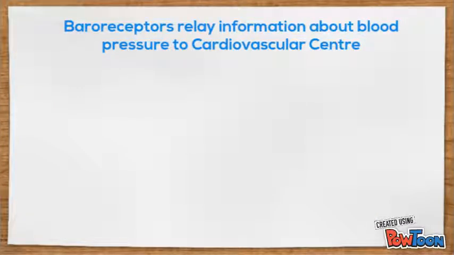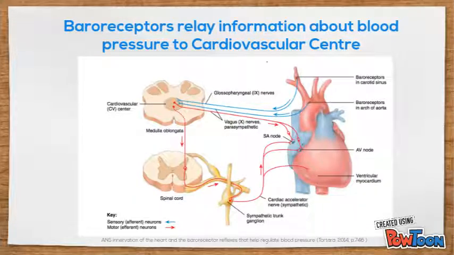Baroreceptors are pressure receptors located in the arch of the aorta and carotid arteries. They relay information about the blood pressure to the cardiovascular center in the medulla oblongata along the vagus nerve. If blood pressure becomes too high or low, negative feedback systems come into effect and the cardiovascular center sends nerve impulses along to the nodes of the heart to return blood pressure to normal.